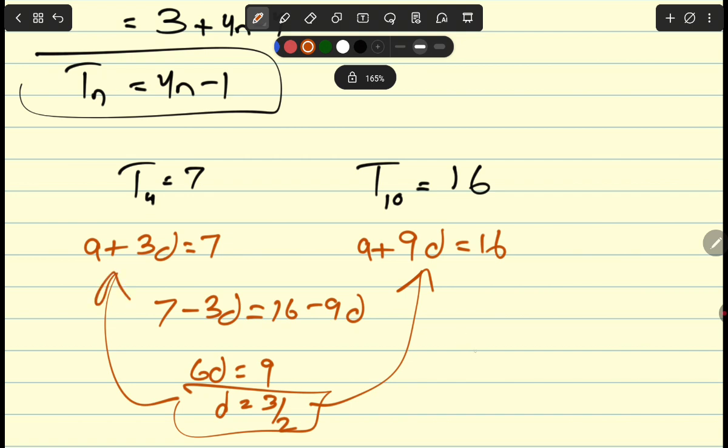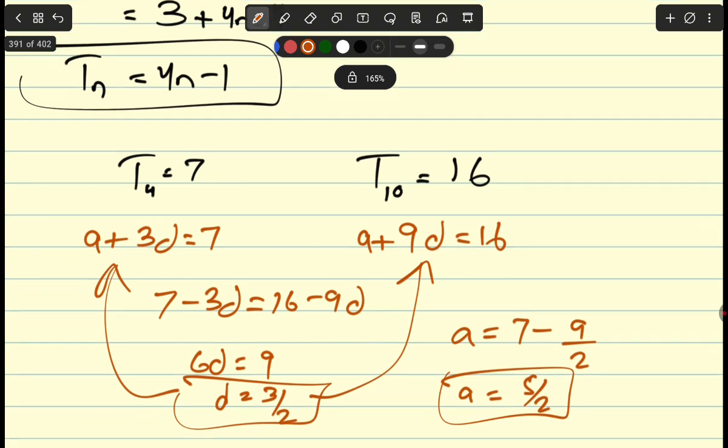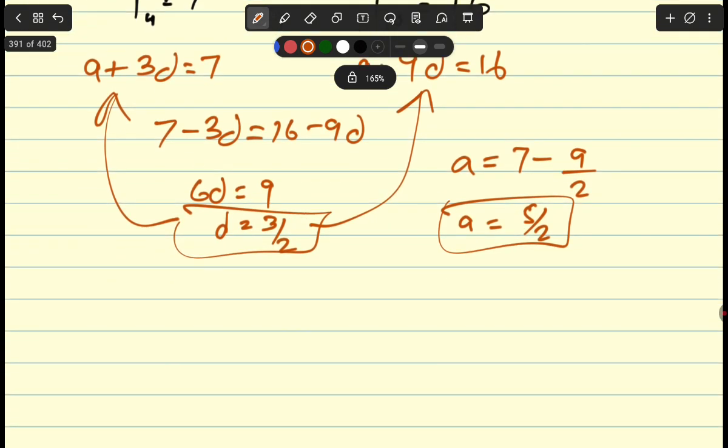So a is going to become 5. No, my bad. So a is going to be equal to 7 minus 9 upon 2, which is going to be equal to 5 upon 2. Okay, so that's the answer. Now, notice there was no magic. We just solved these equations simultaneously.